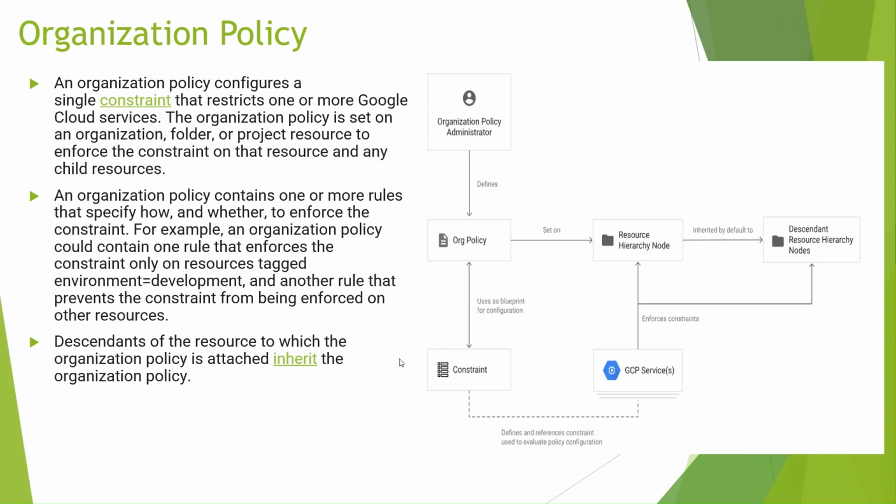Hi all, today we will talk about organization policy and how to use it and how it works. So basically, an organization policy configures a single constraint that can restrict one or more Google Cloud services, and we can set this policy at the organization level, folder level, or on the project resource where we want to enforce this constraint. And our organization policy contains one or more rules which specify how to enforce this constraint, and we can even use tags with this policy.